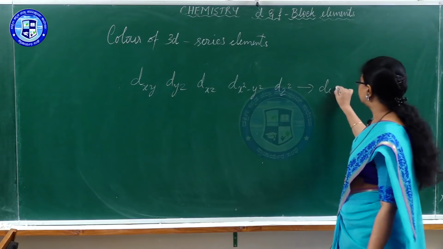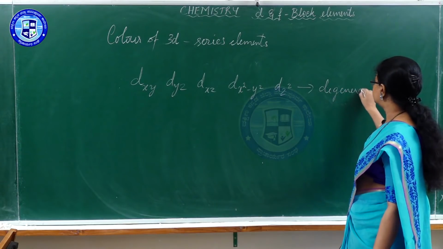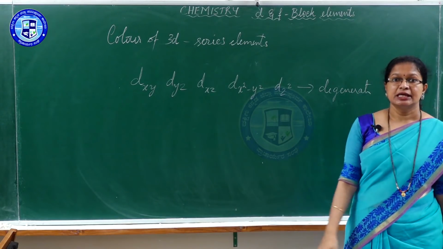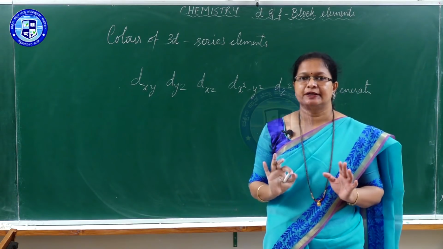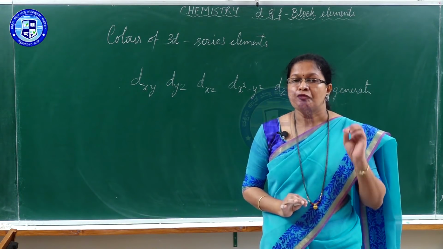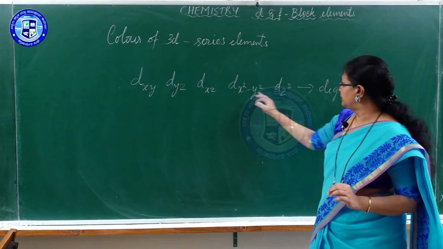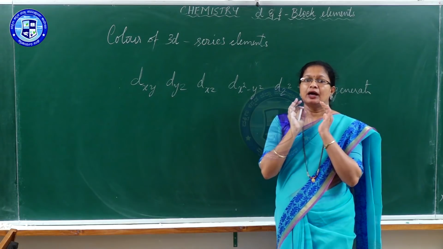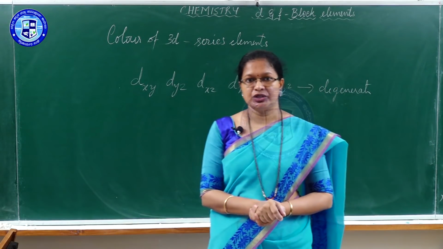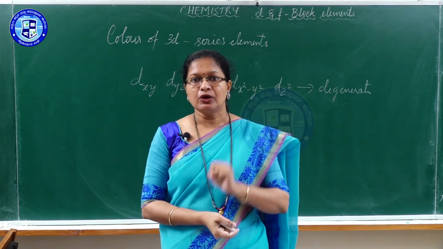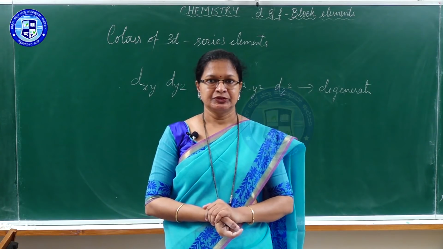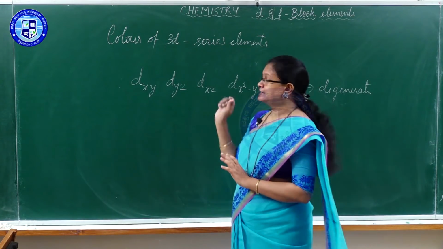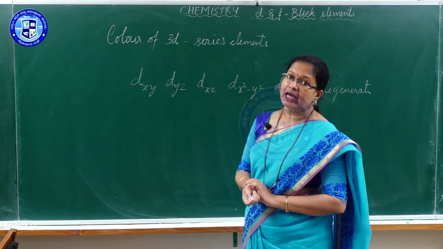Now these are called degenerate. What is the meaning of degenerate orbitals? These are the orbitals with the same energy. In the d subshell, the 5 d orbitals have the same energy, and these orbitals have the same energy until they are present on a metal atom.